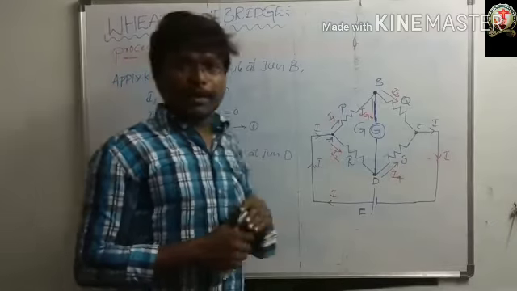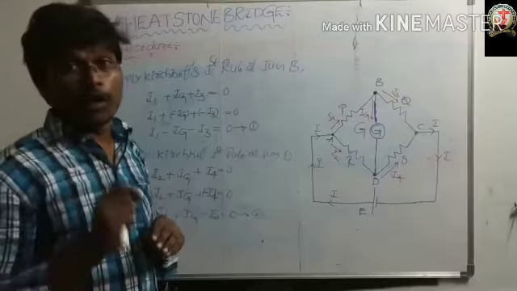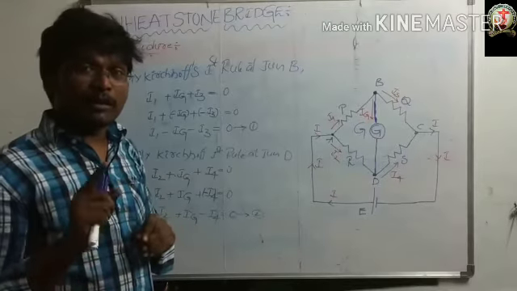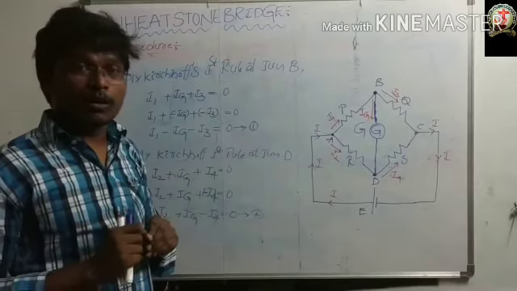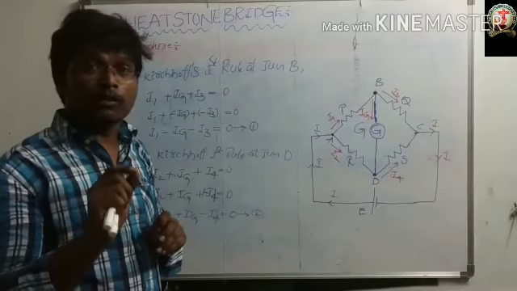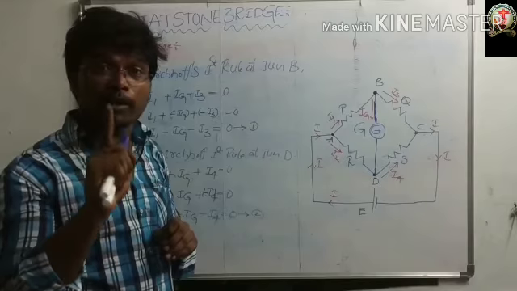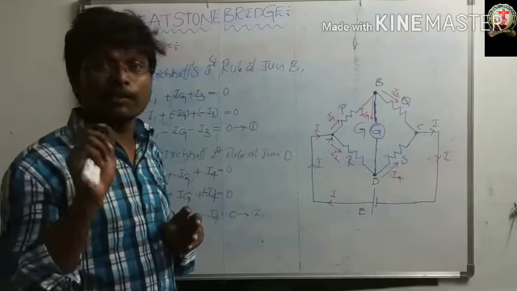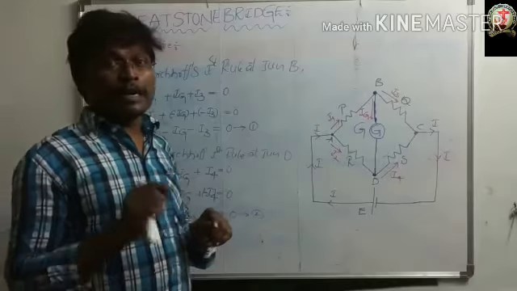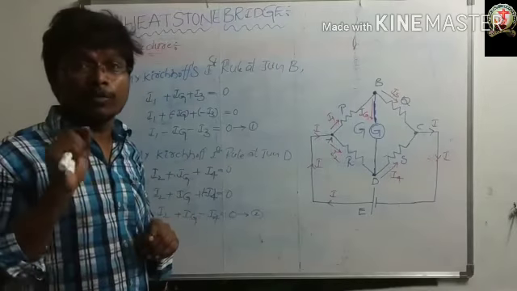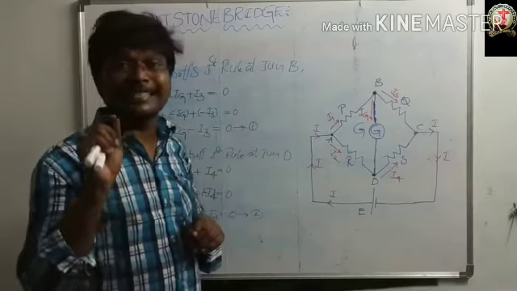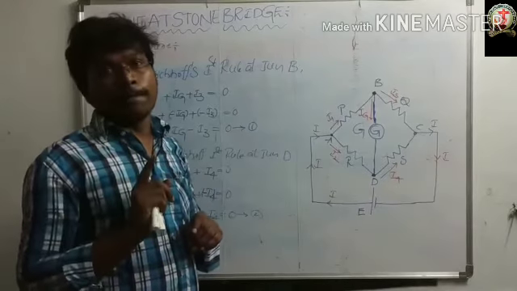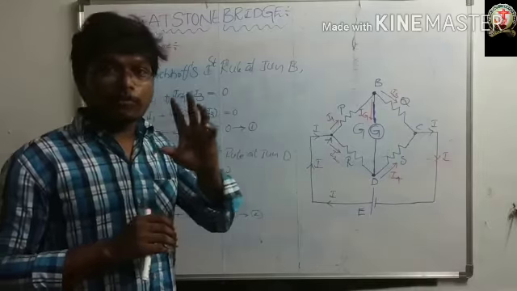I told you already Kirchhoff's second rule. What is that rule? In any closed circuit, the algebraic sum of the product of current and resistance is equal to the EMF of the circuit. Once again, in any closed circuit, the algebraic sum of the product of current and resistance is equal to the total EMF of that circuit. Correct? This is Kirchhoff's second rule.